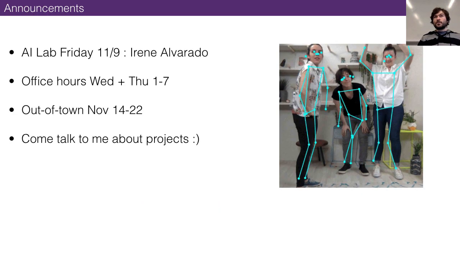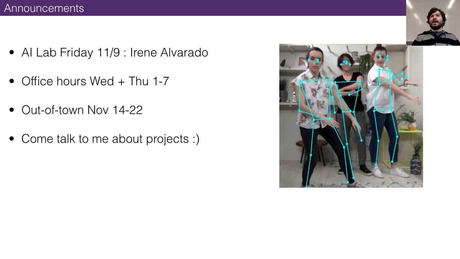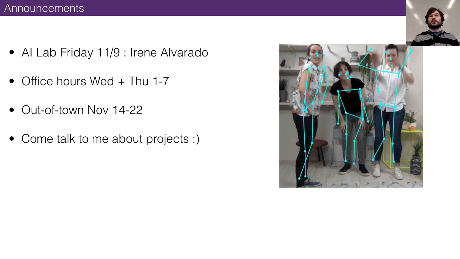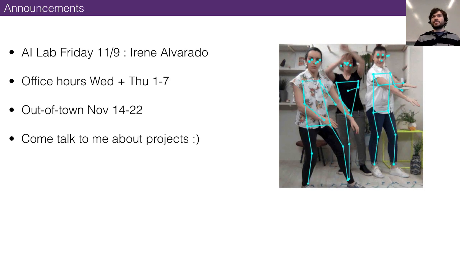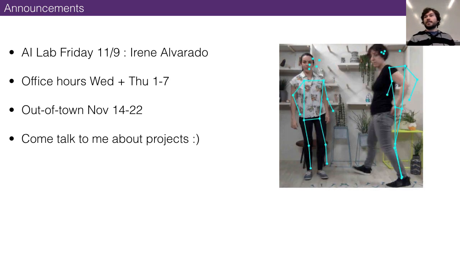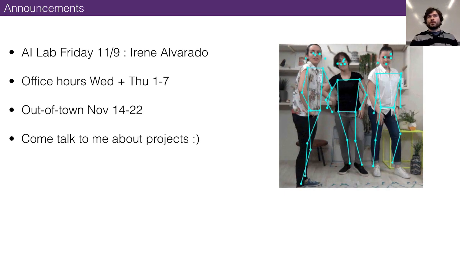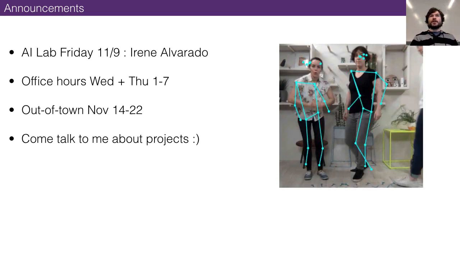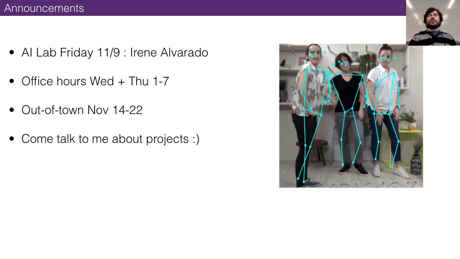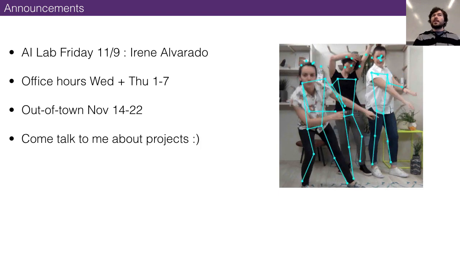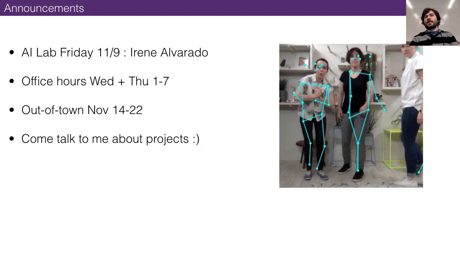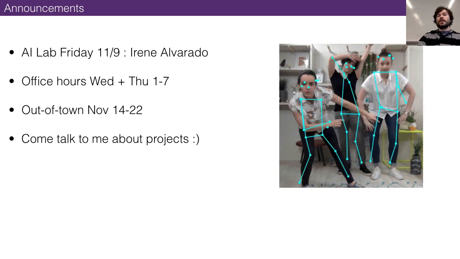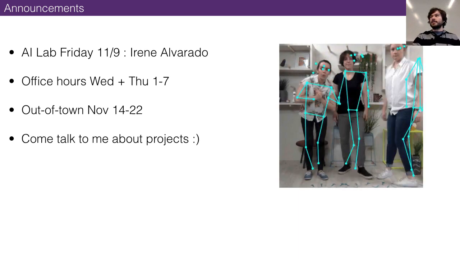Also, we just arranged this yesterday. This Friday at AI Lab, we'll have Irene Alvarado, who is a creative technologist at Google right now, a good friend of mine, who has worked a lot in TensorFlow.js. So that should be really good. I hope everyone can come by for that. My office hours will be tomorrow and Thursday, 1 to 7. Please email me about arranging a time. Like I said, right after next week's class, I'll be out of town for about a week, and that runs into Thanksgiving basically. So it'll be more like 10 days more or less. So it's a good idea to chat a little bit before then, if you have ideas.